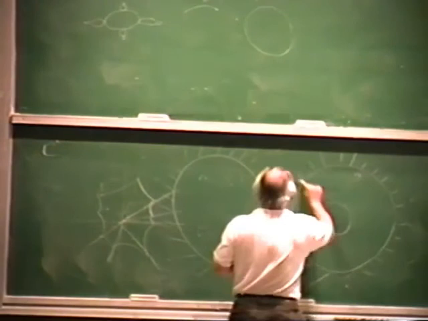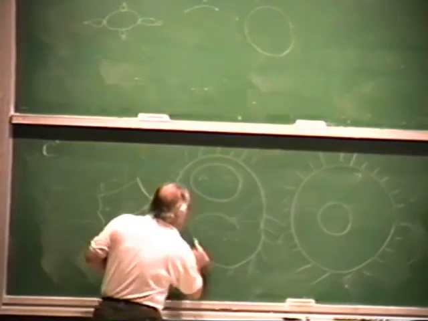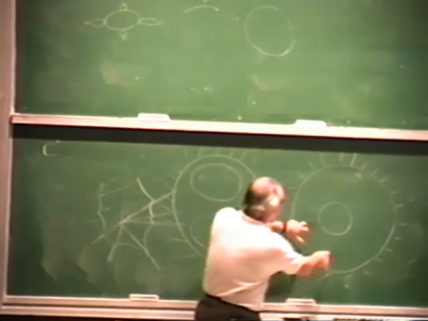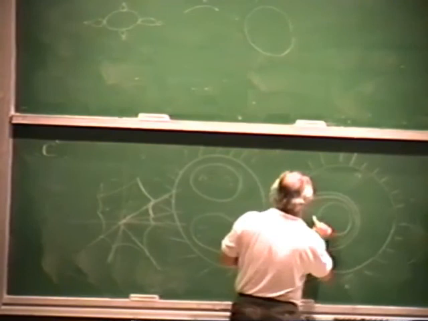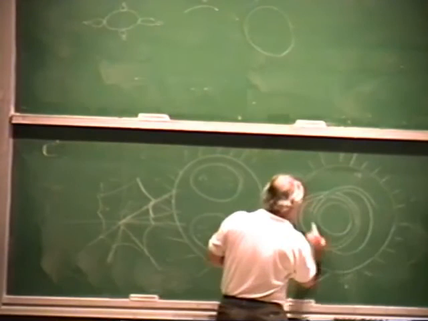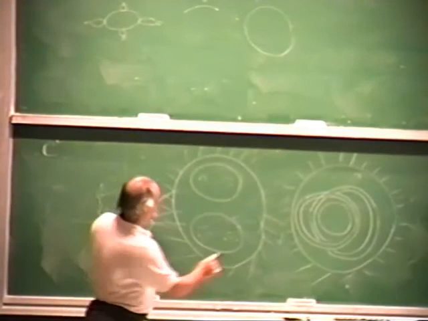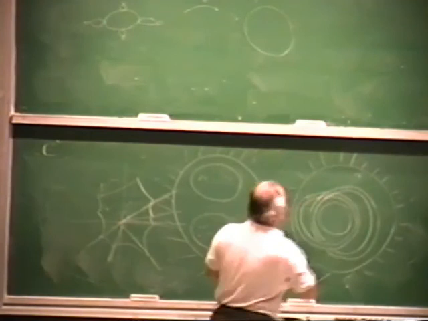Now, let's consider two disks like this in P1 and their inverse images in this sphere. Well, that's two solid tori inside here, which link with linking number one, something like this. Did I get it right? Over, under. There, I got it right this time.